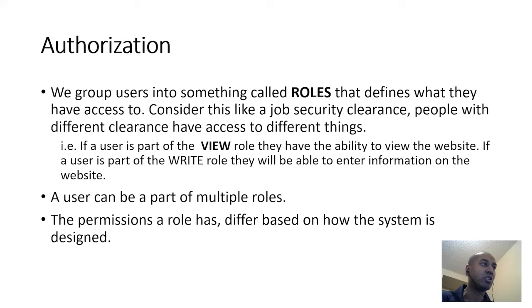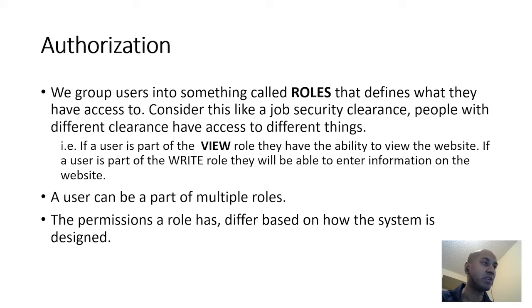In order to implement authorization with the identity framework, something called roles is used, and that defines what is associated with the roles, a sort of access control mechanism. So consider this, if you want to conceptualize it, like job security clearance. People with different clearances have access to different things.